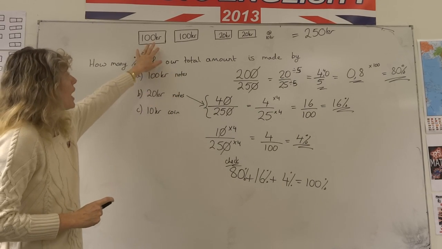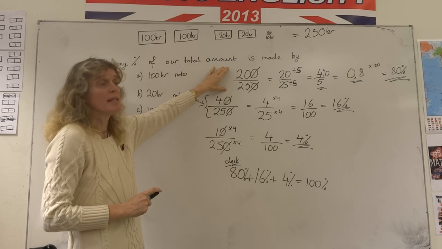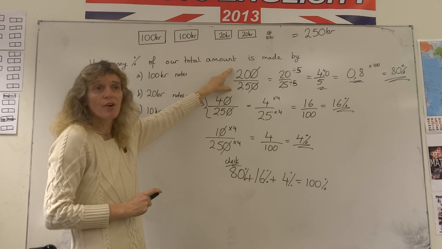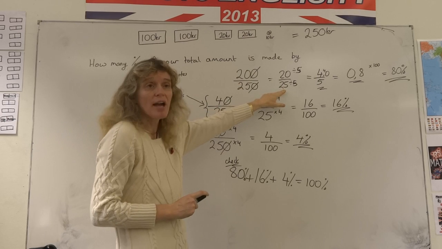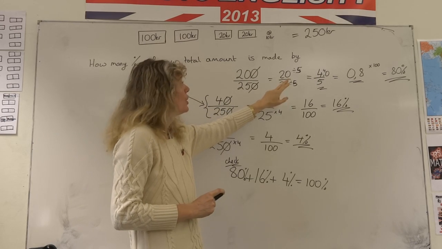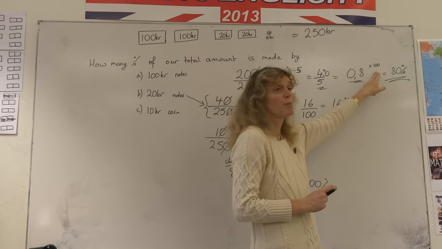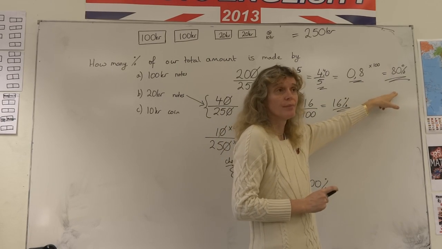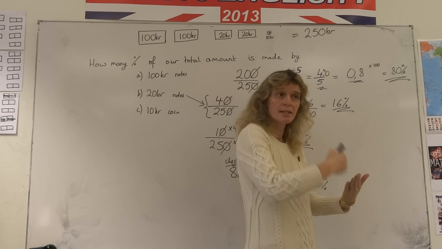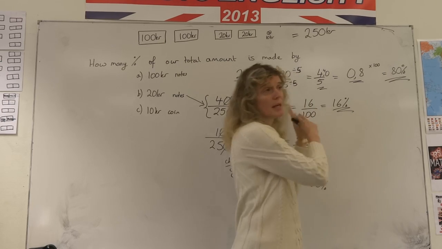So in order to turn anything into a percentage, make a fraction of it first, simplify the fraction as much as you can, turn that fraction into the decimal form, and then just multiply by 100 to turn it into a percentage. Step by step by step gives you the answer.